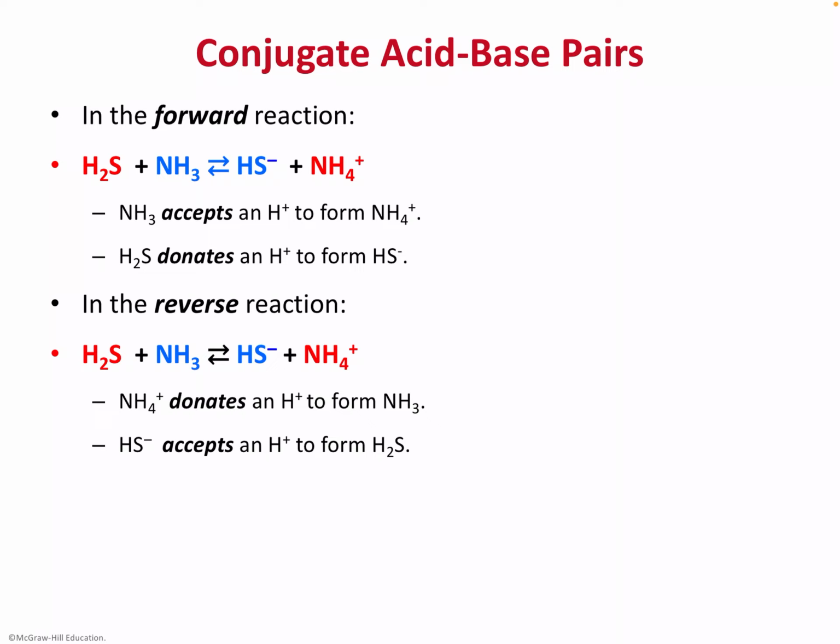So the conjugate acid-base pairs. What is conjugate? Conjugate means linked acid-base pairs. So let's look at this reaction here. You have H2S and ammonia. One is going to be an acid, one going to be a base. And it gives you HS minus and ammonium ion. Now what happened over here? Who is going to accept a proton? So look here, H2S, HS minus. There were 2 hydrogens in H2S, and now you have only 1 hydrogen.